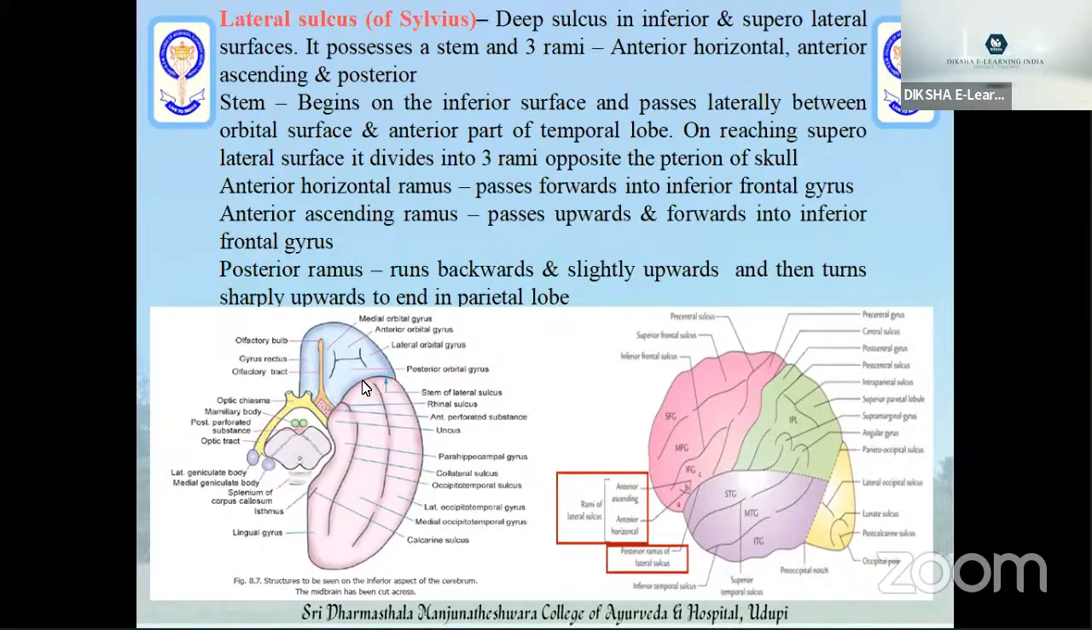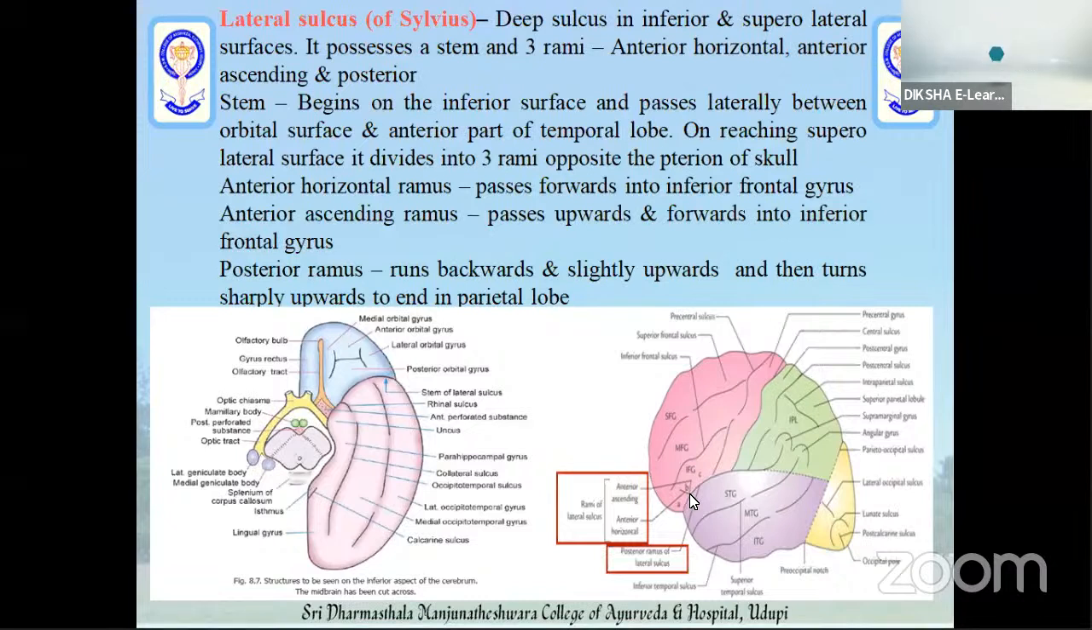The stem begins on the inferior surface and passes laterally between the orbital surface and the anterior part of the temporal lobe. So this is the orbital surface and this is the anterior part of the temporal lobe. In between them, the sulcus passes, and on reaching the superior lateral surface, it divides into 3 rami.